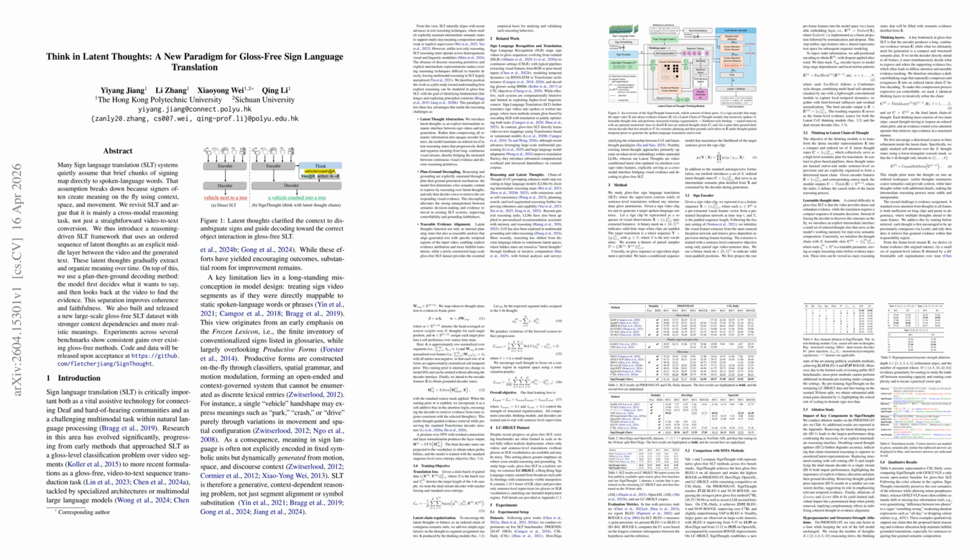Removing it drops Phoenix-2014T BLEU-4 from 27.49 to 25.3. The authors argue the main contribution is replacing opaque direct alignment with explicit latent semantic planning for gloss-free SLT.